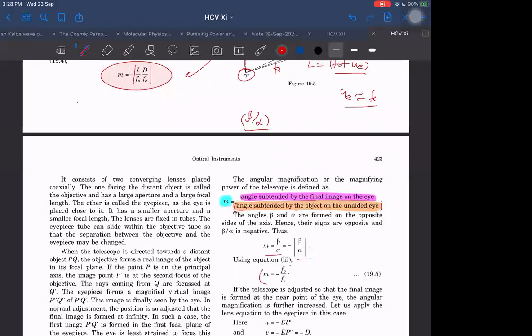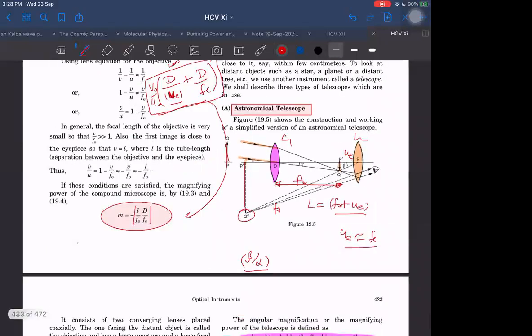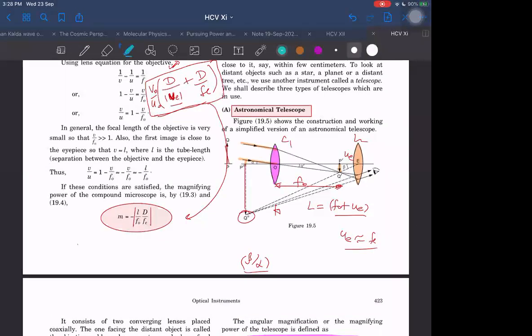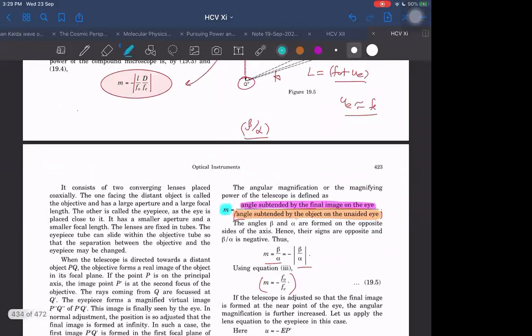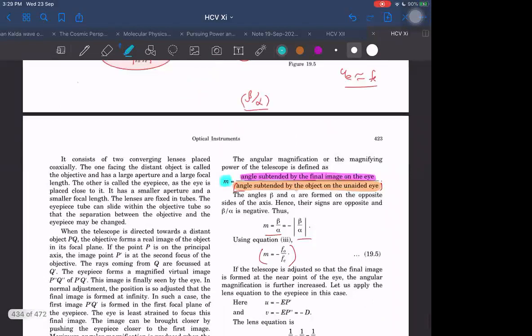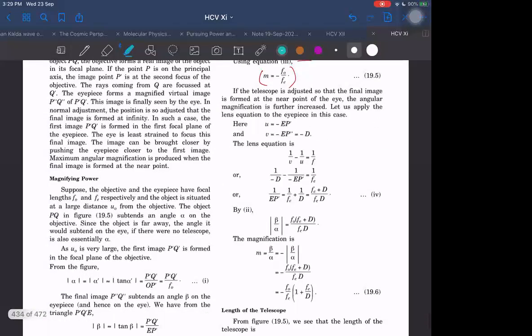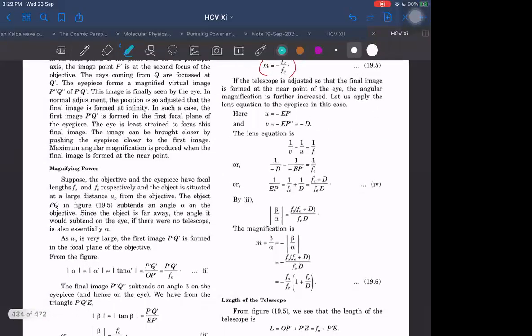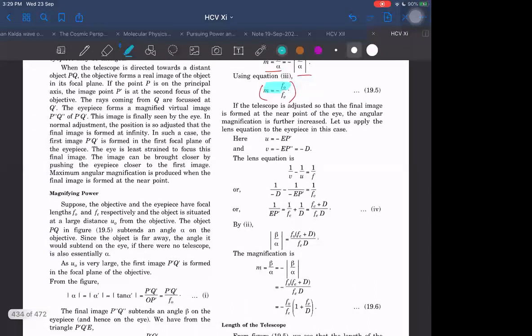We are getting that it is f naught by fe. Why is beta by alpha equal to f naught by fe? You can see these two triangles here. Alpha is alpha dash also. So beta by alpha is equal to f naught by fe. Right? Yes, sir. So the magnifying power is very simple.